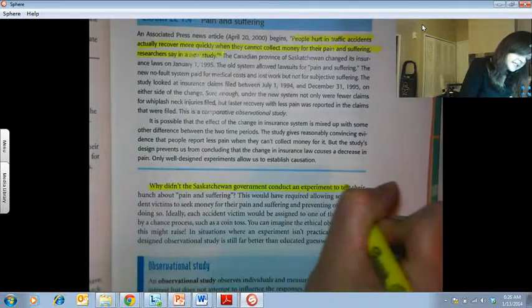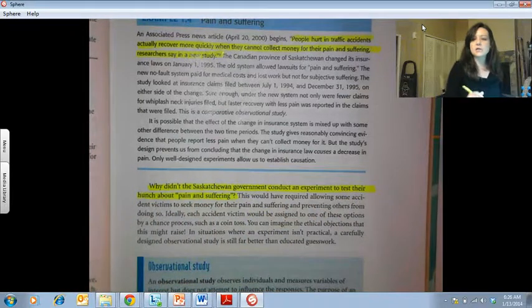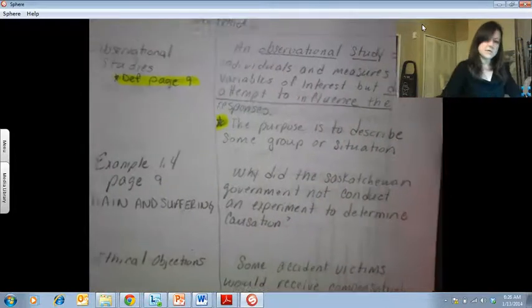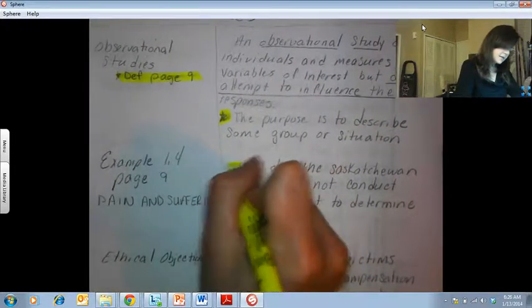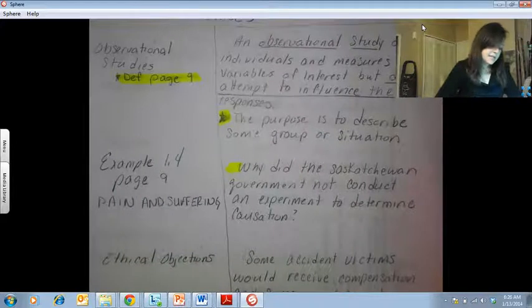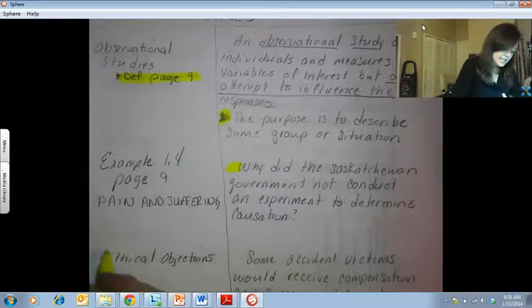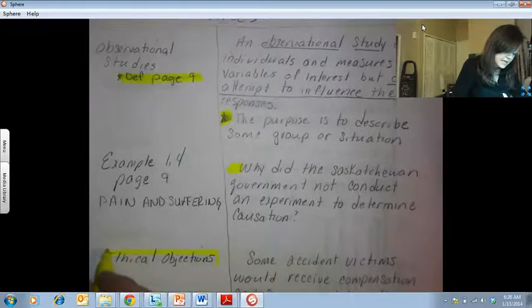Why didn't the Saskatchewan government conduct an experiment to test their hunch? Okay, that's the question. Why didn't they? And the answer comes, I wrote down the question right here. The answer comes because some accident victims would receive compensation and some would not. And ethically, that's an objection that they had, ethical objections.